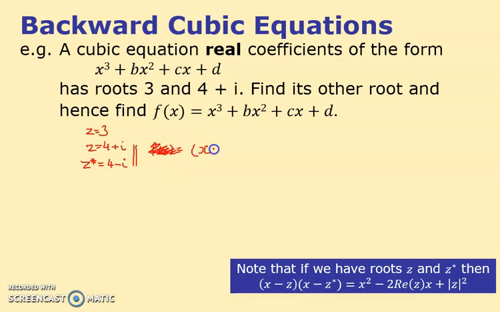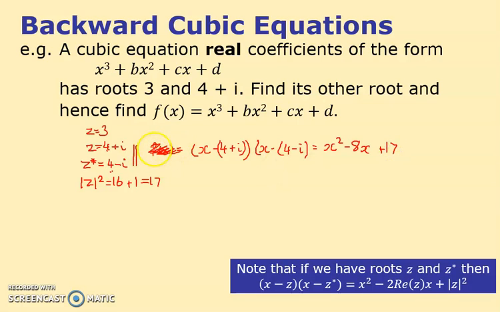It's x minus the 4 plus i. And it's x minus the 4 minus i. And as we saw down here, we have to double this 4 and take it away. So it's going to be x squared minus 8x. And I need to find that magnitude squared again. And that was 4 squared is 16. That gives me 1 squared, which is 1. I reckon 17. So it's plus 17.